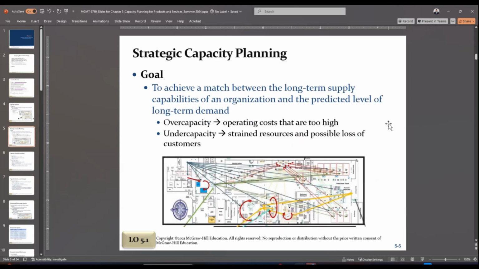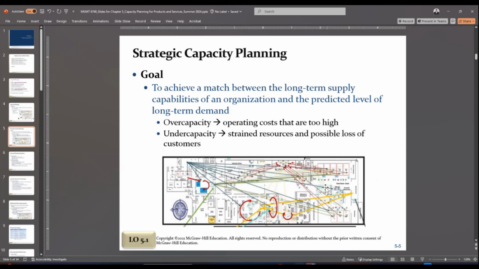Moving forward, the goal here is to match the supply and demand. It's always about the demand that is coming from the customer, and then you look at the capabilities of your process, check the capacities, and see if you can match the demand.